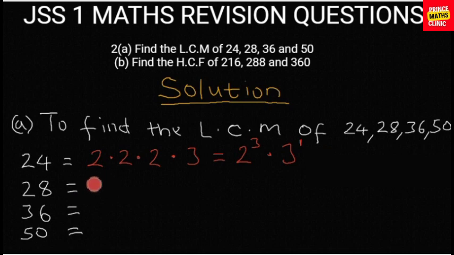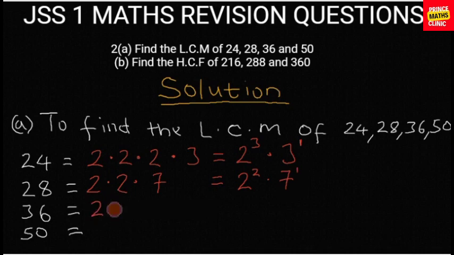Good. So let's come to 28. If I say 2 times 2 is 4. 4 times 7 is 28. So 2 appears twice. This 2 tells us how many times I'll multiply 2. Then 7 is to the power of 1. Then let's go to 36.